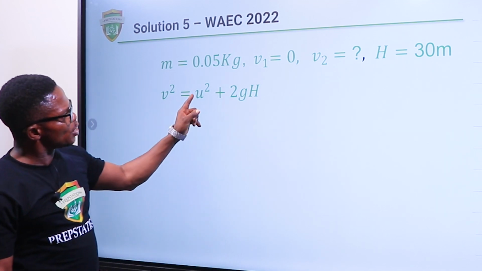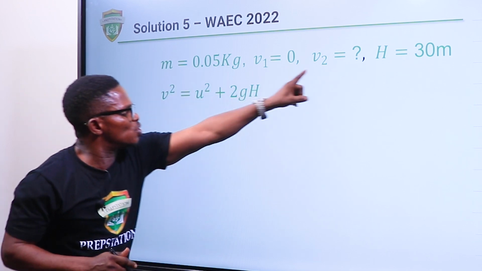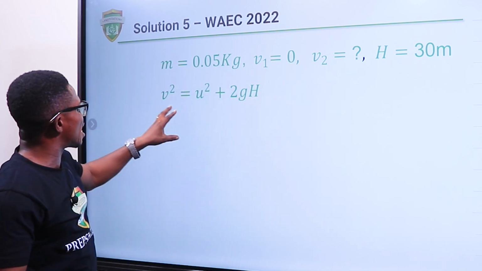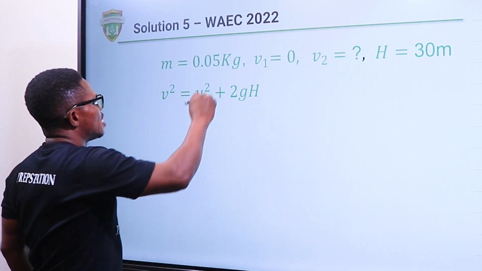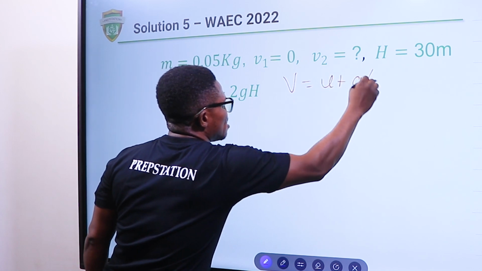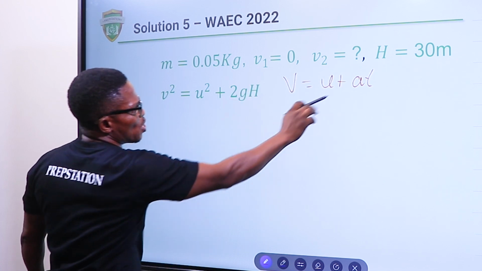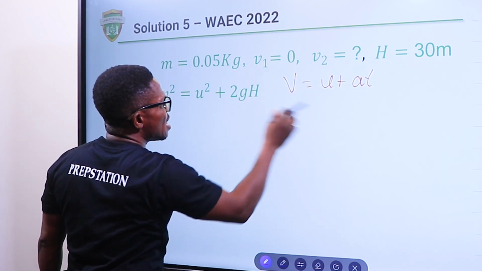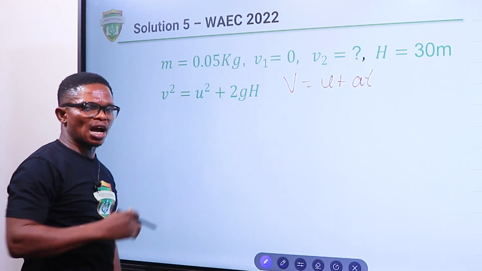Again, the choice of formula out of the 4 equations of motion you have depends on the parameters. Don't pick a formula that does not have the parameters. For example, let me show you what I mean. Now, this formula V equals U plus AT is the first equation of motion. I cannot use this formula. Why? Because T was not given. I cannot use this formula. Why? Because H is not part of the formula. So that is how you choose.